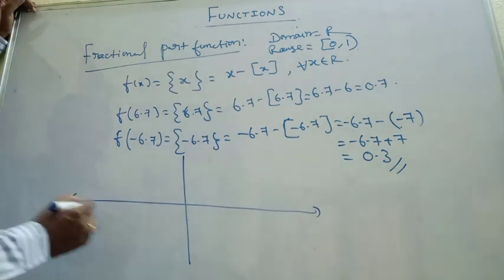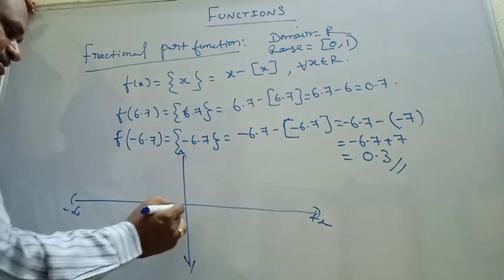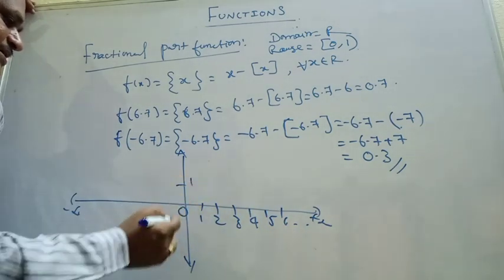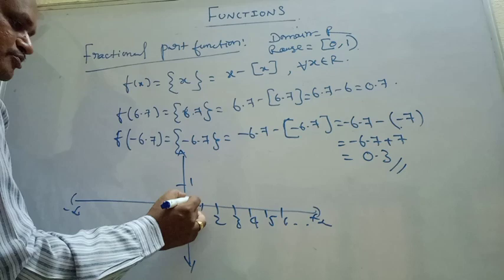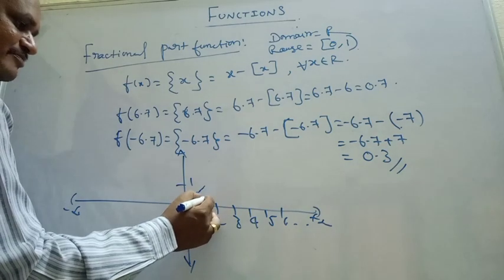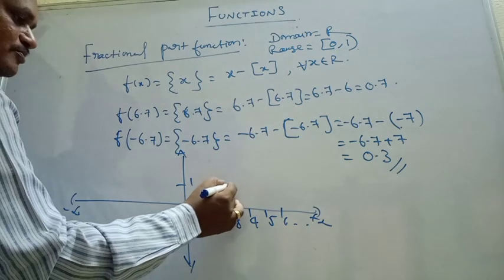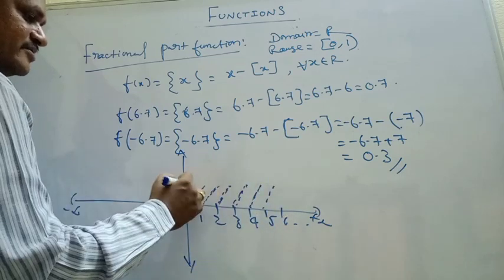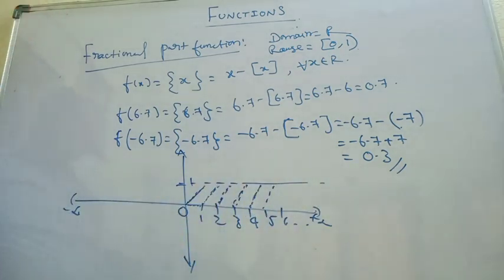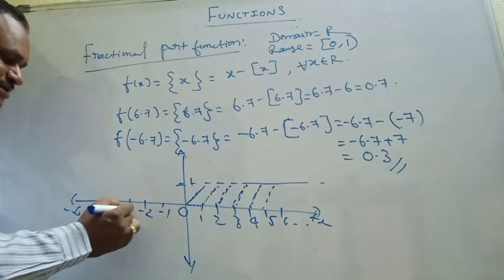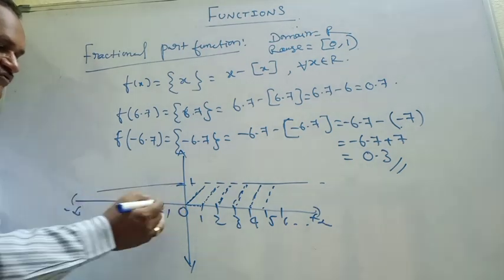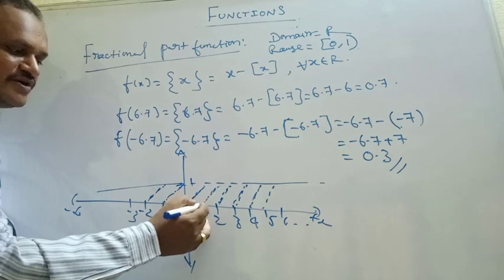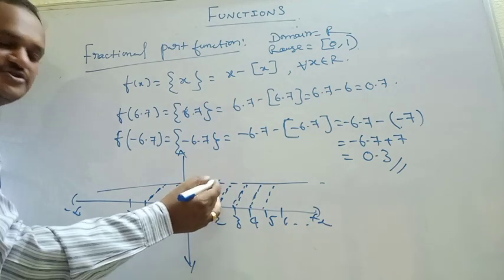Here the axis is from minus infinity to plus infinity. We have here 0, 1, 2, 3, 4, 5, 6. Here we have 1. Now 0 to 1, it is going to be like this. Then 1.1, 1.2 up to 1.9 it will be like this, then 2.1, 2.2 like this, 3.1, 3.2 like this. If you join all these, this is the graph of this function. Even for negative numbers, minus 1, minus 2, minus 3, the graph is going to be like this. 1.1 gives 0.1, 1.2 gives 0.2, 1.3 gives 0.3, 1.9 gives 0.9, like this.